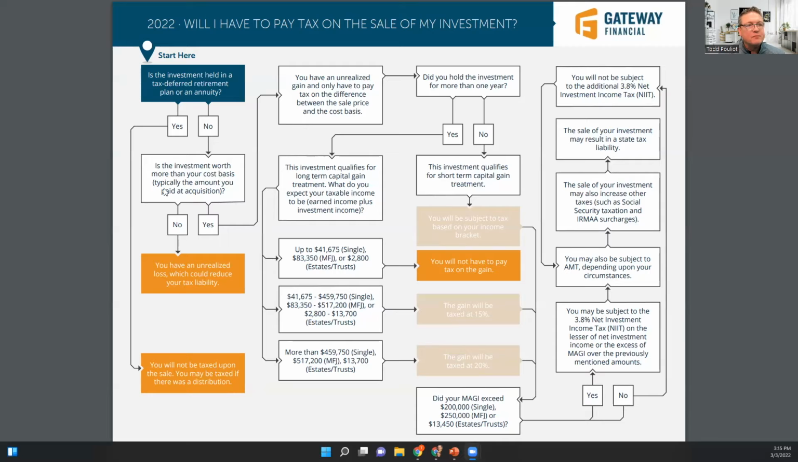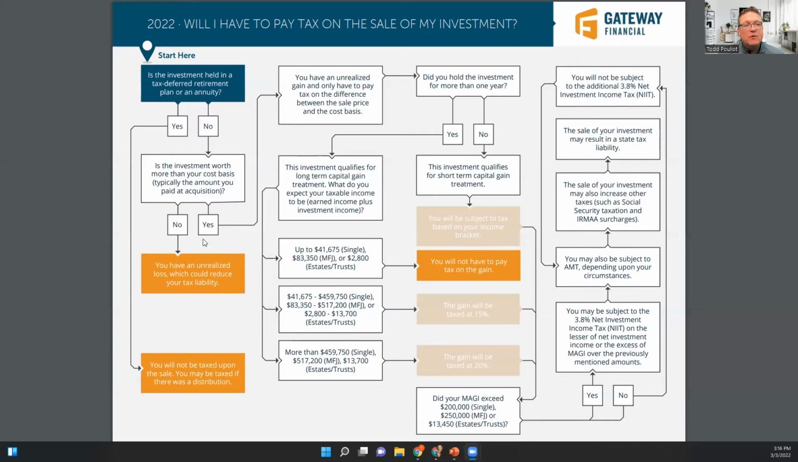If it is not, is the investment worth more than your cost basis, or what you paid for it at the acquisition? Obviously, we're going to play with this chart, but if the easy answer is no, you have an unrealized loss, which could reduce your tax liability. Again, always consult with your CPA or tax preparer and make sure you have the data with you. And obviously, we do a good job working with our CPA that we have here in the office.